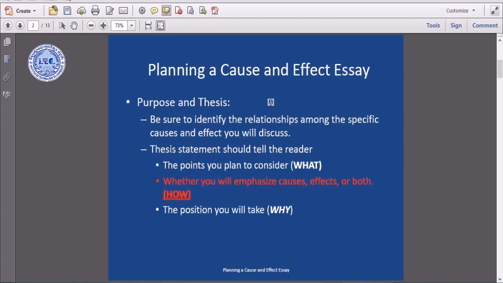This is how we plan a cause and effect essay. For example, what is the purpose and thesis of a cause and effect essay? Number one, be sure to identify the relationship among the specific causes and effects you will discuss. So you need to identify the relationship between the things specifically and clearly. The thesis statement should tell the reader the point you plan to consider. What you want to consider? See the red letters here. Whether you will emphasize causes, effects, or both, right? So when you go to organization, you will understand in your thesis statement whether you want to emphasize causes, effects, or both, and how. The position you will take: causes, effects, or both, and you're going to tell us why. Tell the reader why.